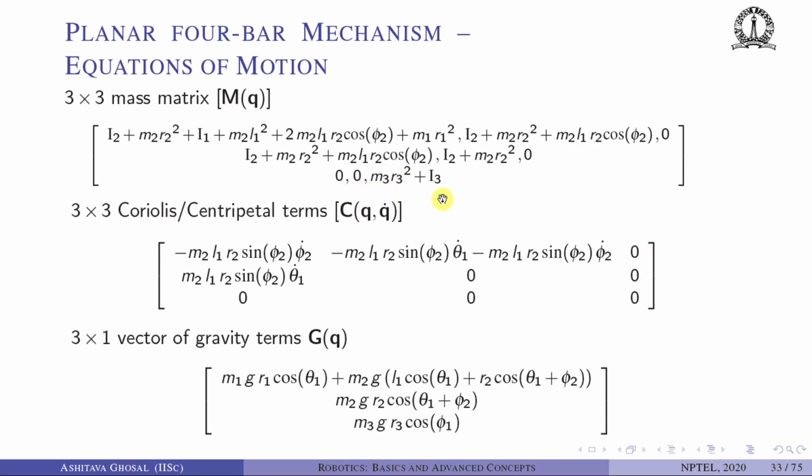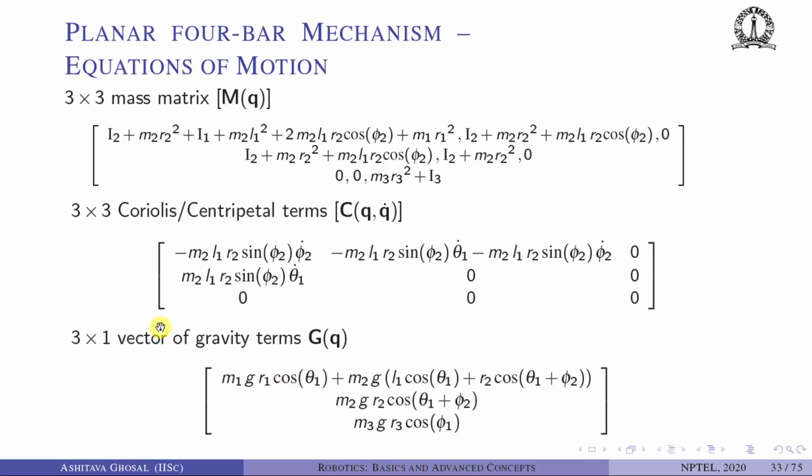We can also find the Coriolis and centripetal terms, C Q, Q dot. This matrix will be minus M2 L1 R2 sine phi 2 phi 2 dot. The second term will be minus M2 L1 R2 sine phi 2 theta 1 dot minus M2 L1 R2 sine phi 2 phi 2 dot. The last column will be 0, and the last row will be 0. Similarly, we can find the 2-1 term, which is M2 L1 R2 sine phi 2 theta 1 dot. Finally, we can also compute the gravity vector, which is a 3x1 vector.